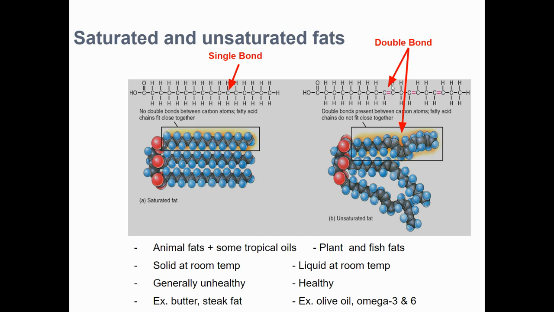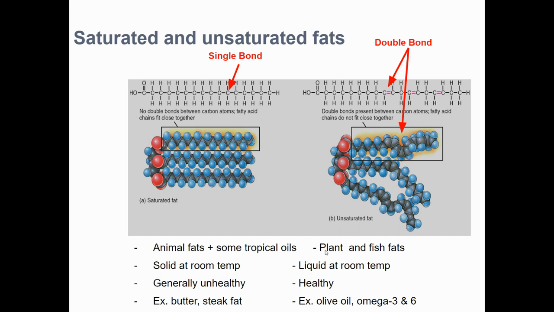Here, because there's a double bond, there's a hydrogen missing over here. There's another hydrogen missing here. So we've got 1, 2, 3, 4, 5, 6 hydrogens missing in this particular fatty acid compared to this one, which is saturated. So that gives animal fats and some tropical oils like palm oil and coconut oil, which are also saturated, some interesting properties. They are solid at room temperature. Think of butter or steak fat.